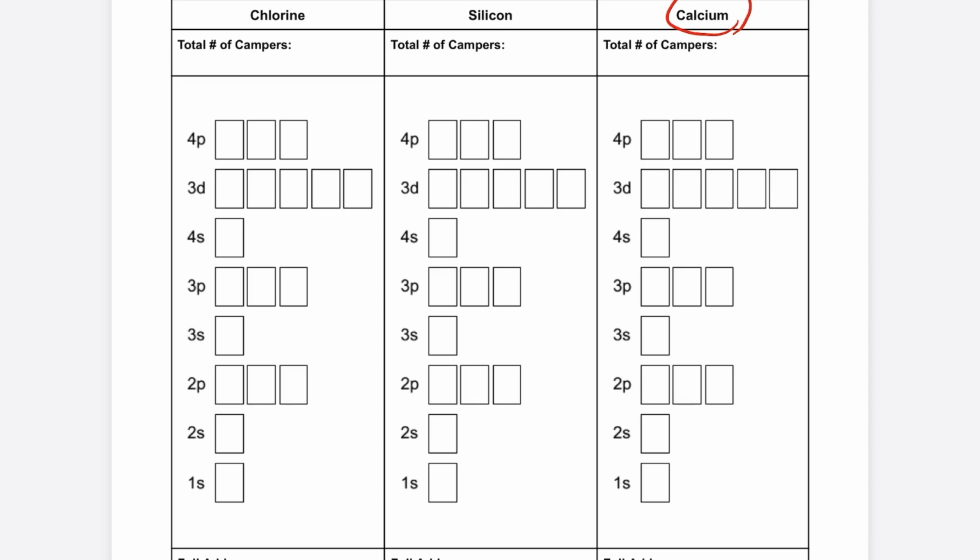So let's see. What do we have here? Calcium, it is the 20th element on the periodic table. That's the atomic number, right? Which tells you a couple of other pieces of information. You know now that there's also 20 protons as well as 20 electrons. So I'm going to go ahead and write that down. There are 20 campers that are homeless, looking to be placed into their corresponding cabins, right?